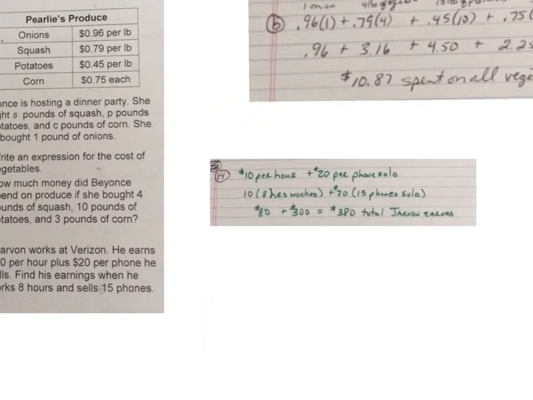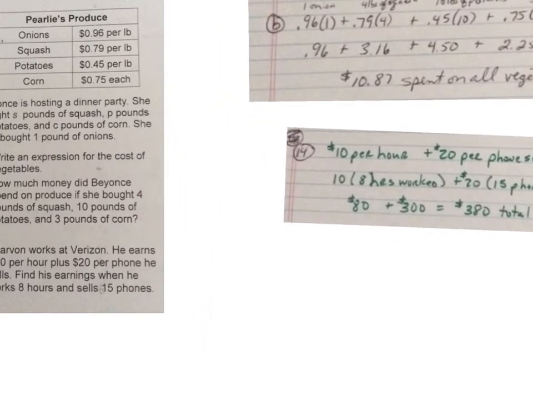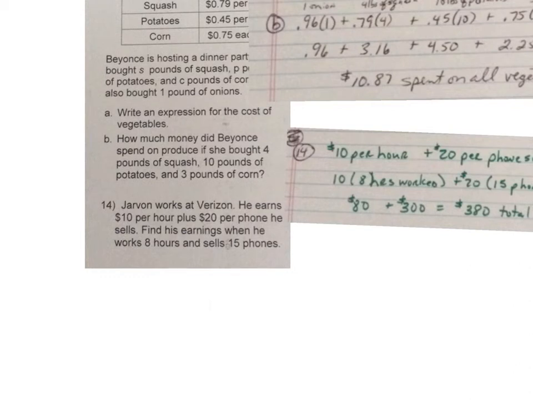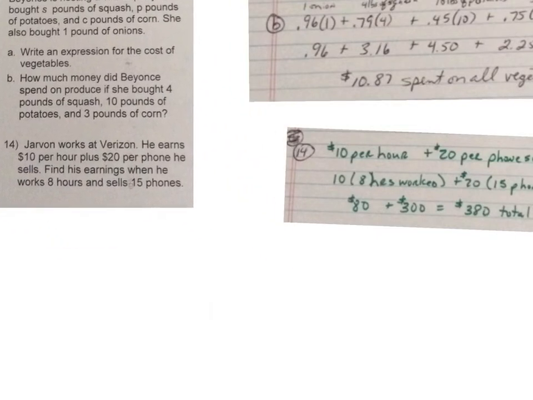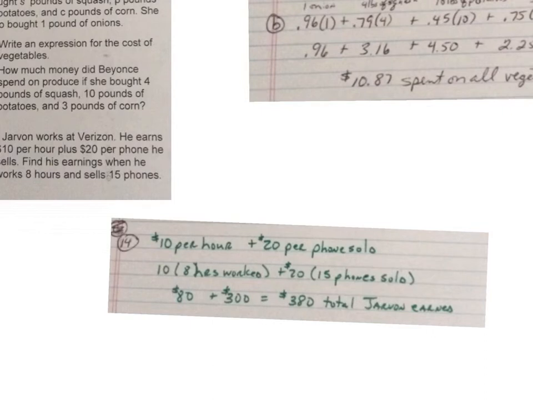Finally, on number 14, if you look at it, number 14 says Javon works at Verizon. He earns $10 per hour plus $20 per phone that he sells. Well, we want to find his earnings when he works 8 hours and sells 15 phones. All right, sounds simple enough. So here we go. I wrote down $10 per hour plus the $20 per phone.